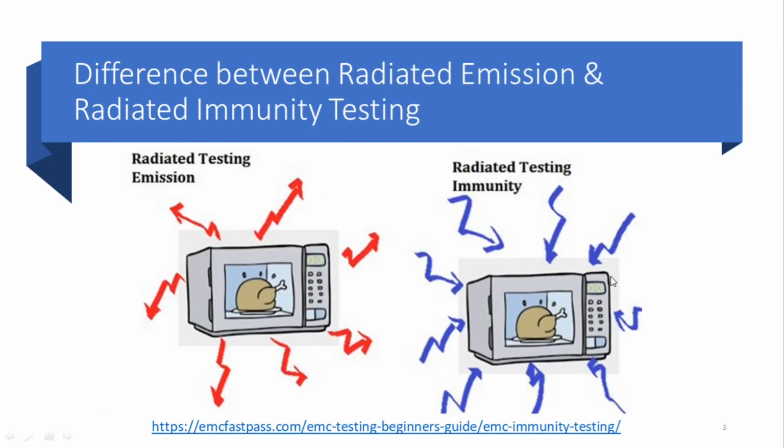So, immunity testing is just the application of some electromagnetic phenomena to your product. So you can think of it as the opposite of emission testing. Instead of measuring what's coming from your product, immunity testing involves subjecting your product to the electromagnetic phenomena. So there are three main issues.